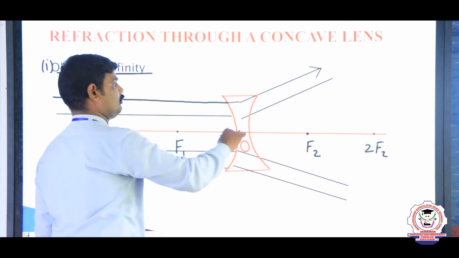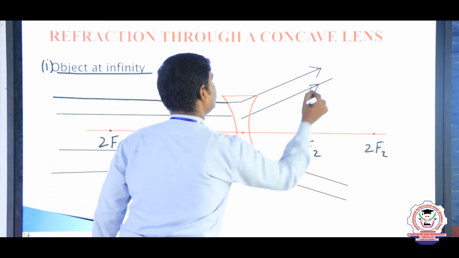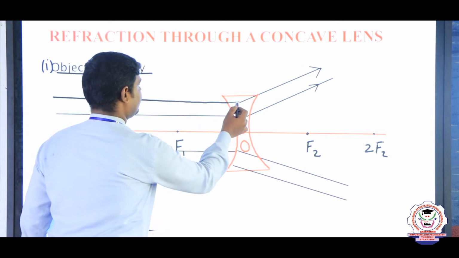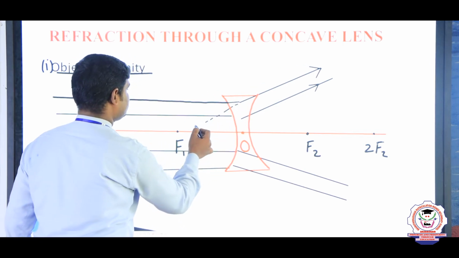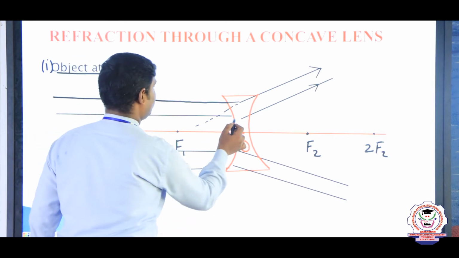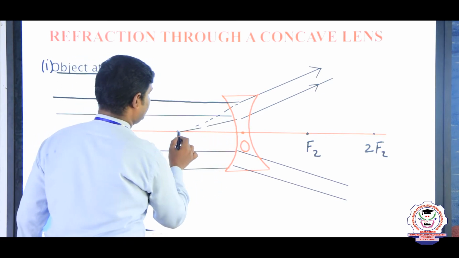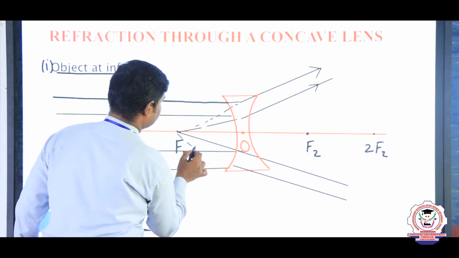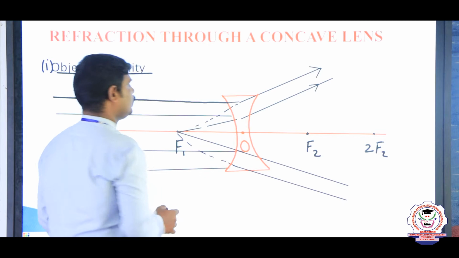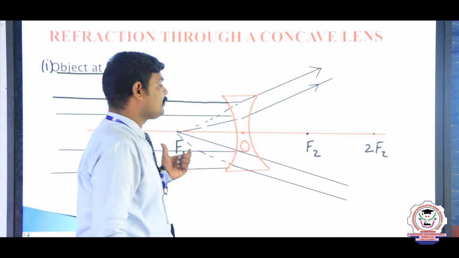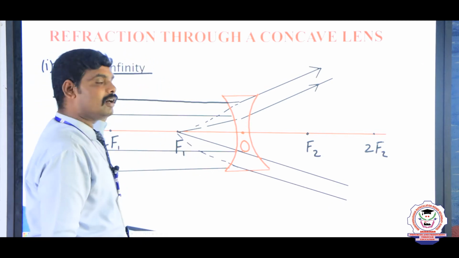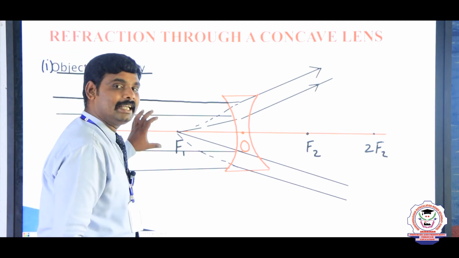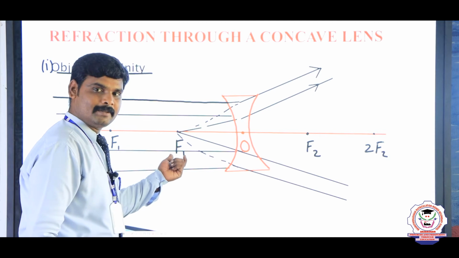All of it will diverge. But when you join and retrace these rays, they will meet at focus. All the lines will meet at focus, right. So, see here the image will be formed. The first case, object at infinity, means after refraction the image will be formed at focus.